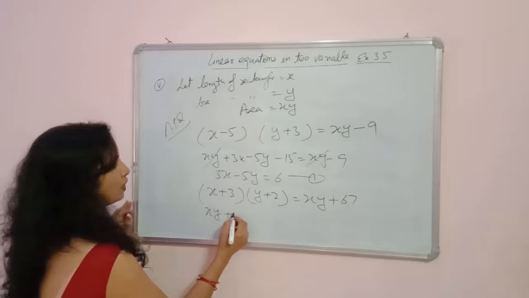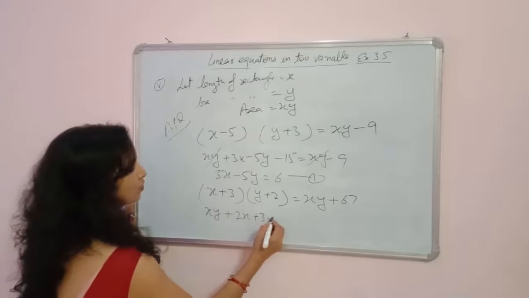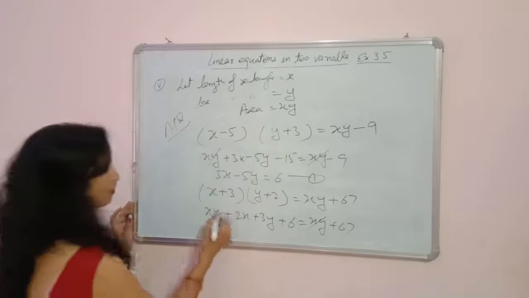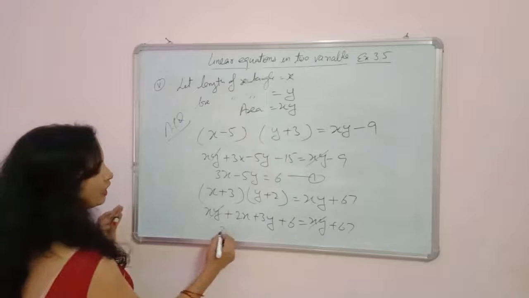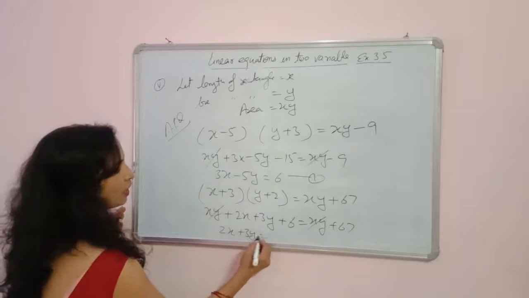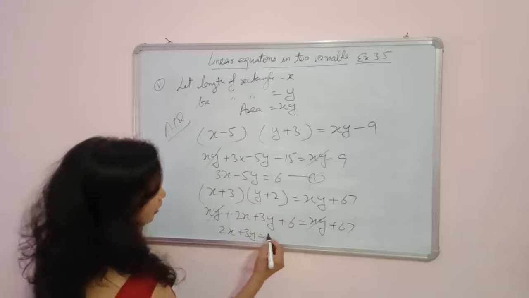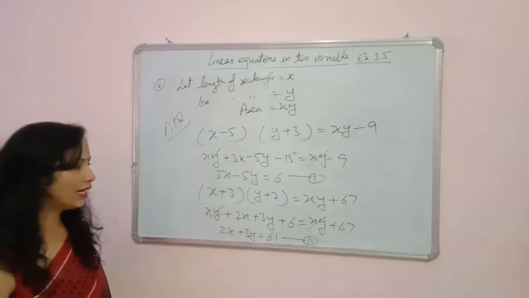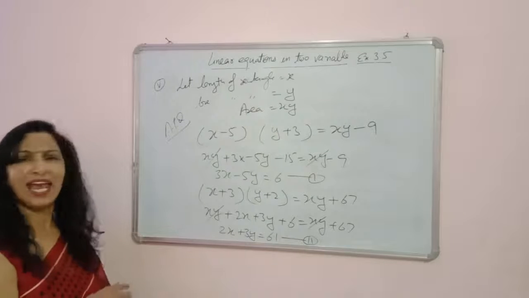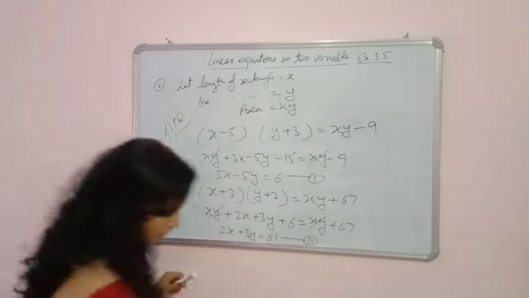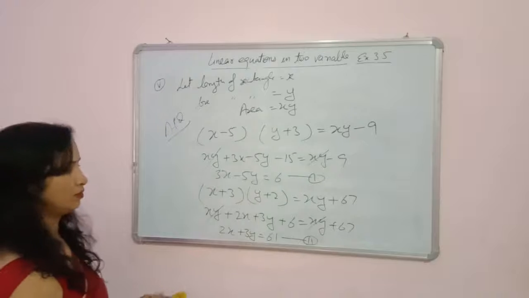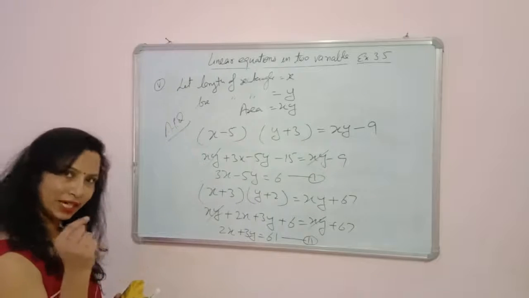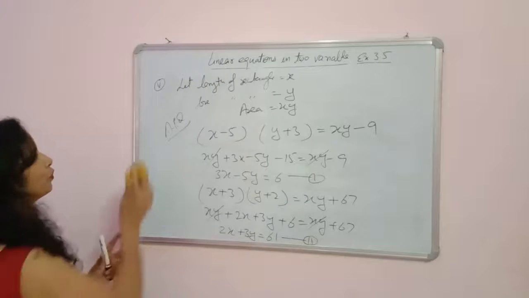Again we can simplify this equation by multiplying the brackets. It will be xy plus 2x plus 3y plus 6 is equal to xy plus 67, and xy will cancel out with xy. The equation we get is 2x plus 3y is equal to how much? It will be 61. Yes, this is the second equation. Again we can simplify the equations by any method. I am going to explain how we can simplify it. First, pause the video to write the answer because I am going to rub the board.